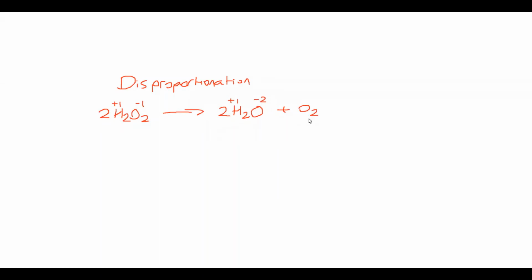Here we have uncombined oxygen, or oxygen in its elemental state. So this means that it's going to have an oxidation state of 0. So we can see that we've started with oxygen only in the -1 oxidation state. We've gone to the -2 oxidation state in water and the 0 oxidation state in oxygen gas. So as you can see, we've both reduced and oxidized our oxygen here.